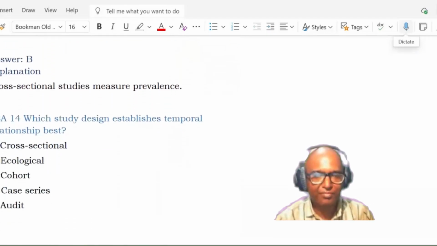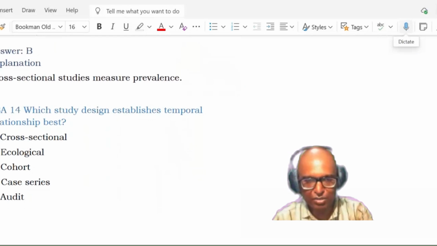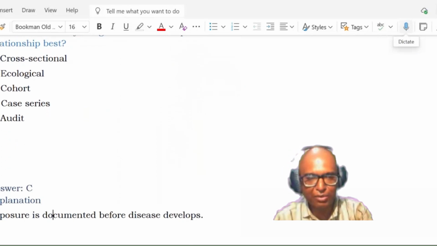Next. Question number 14. Which study design establishes temporal relationship best? A. Cross-sectional, B. Ecological, C. Cohort, D. Case series, E. Audit. Sir, it is cohort. Correct. So temporal association can be established.